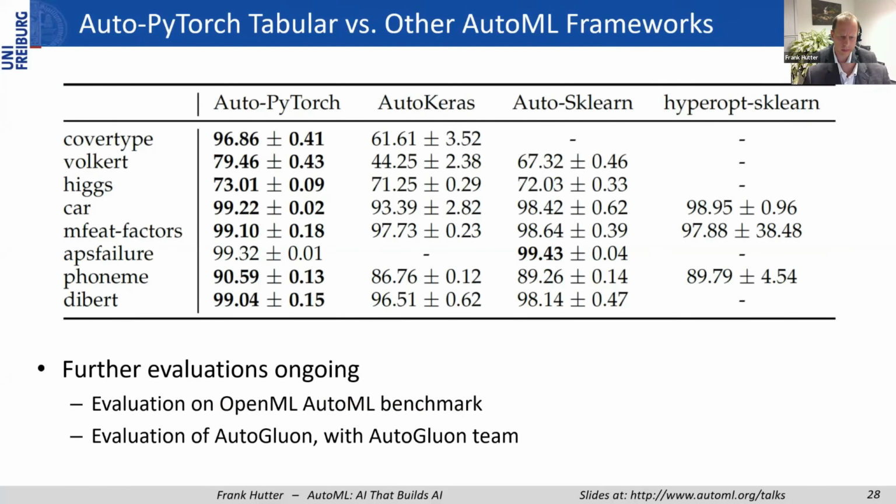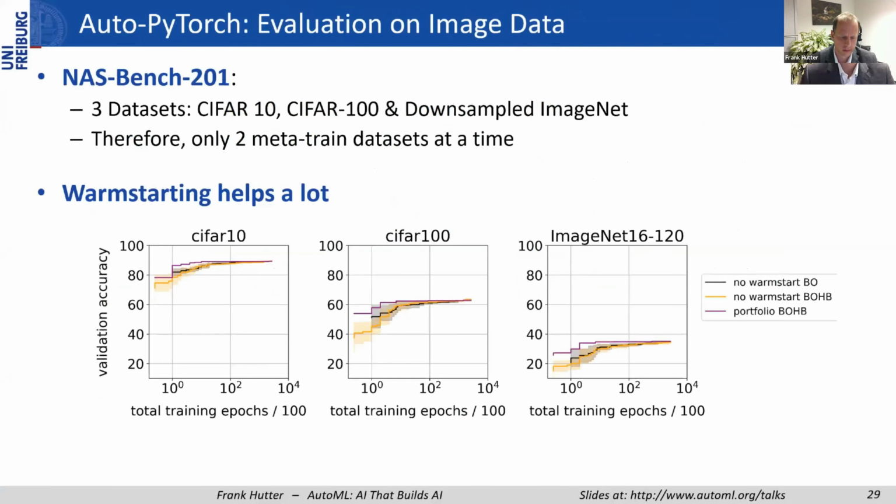Now, this multi-fidelity meta-learning approach is not restricted to tabular data. It also works on image data. And here's an evaluation on this NAS-Bench-201 dataset. There are only 3 datasets in this NAS benchmark, CIFAR10, CIFAR100, and downsampled ImageNet. So there are only 2 meta-training datasets at a time.